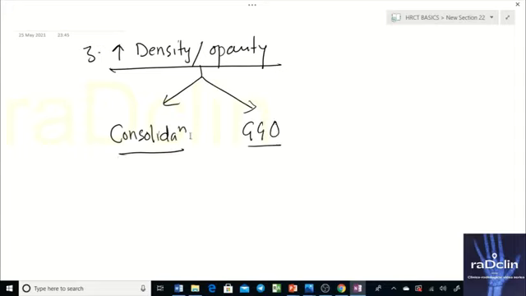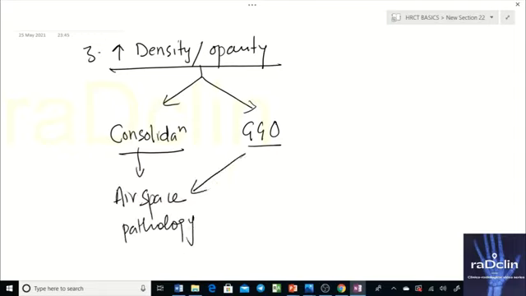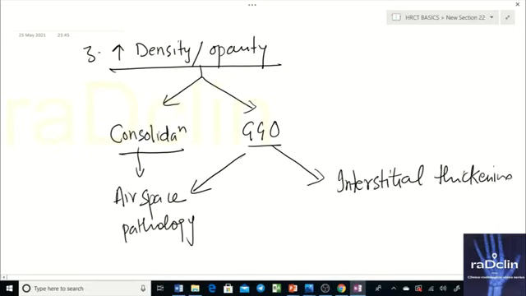So our aim is to build a concept about why there is increased density. Consolidation is caused by airspace pathology. GGO is also caused by airspace pathology, but GGO has one more cause, and what is that? That is your interstitial thickening. GGOs can be caused by interstitial thickening. Remember this thing.